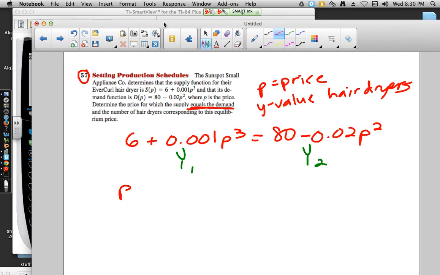So the price is $36.27, and the number of hair dryers.